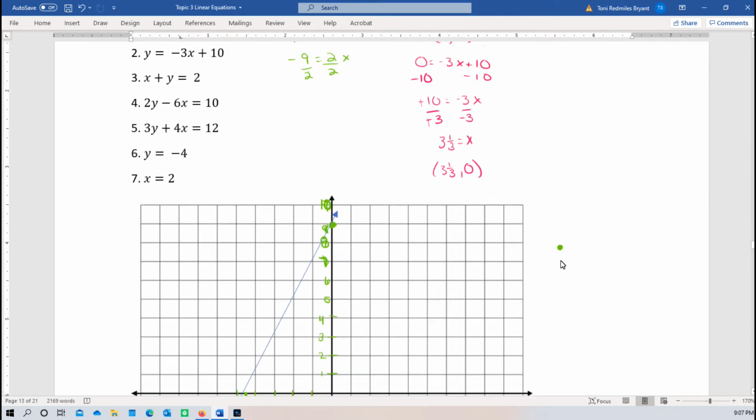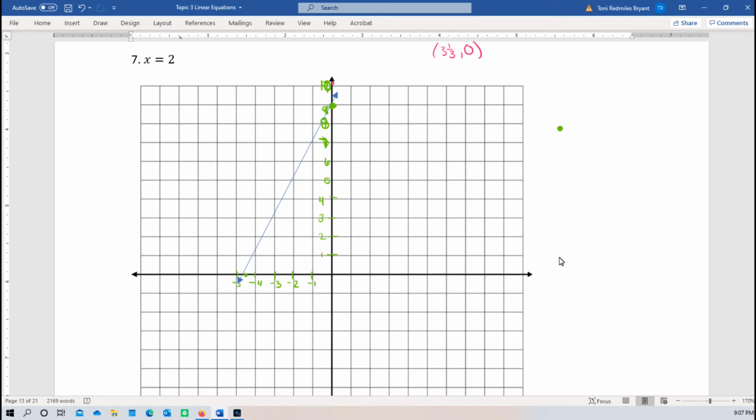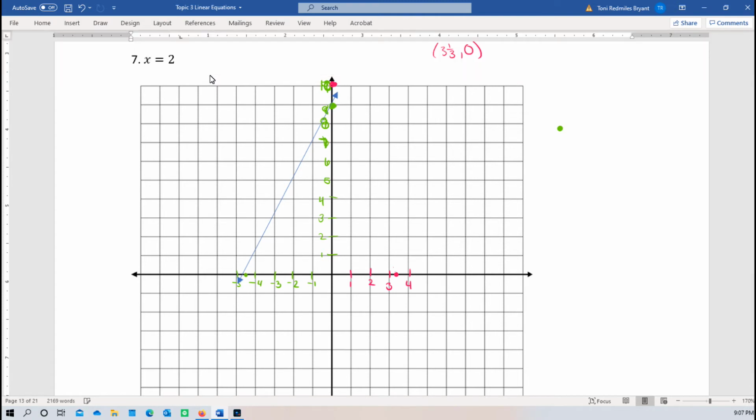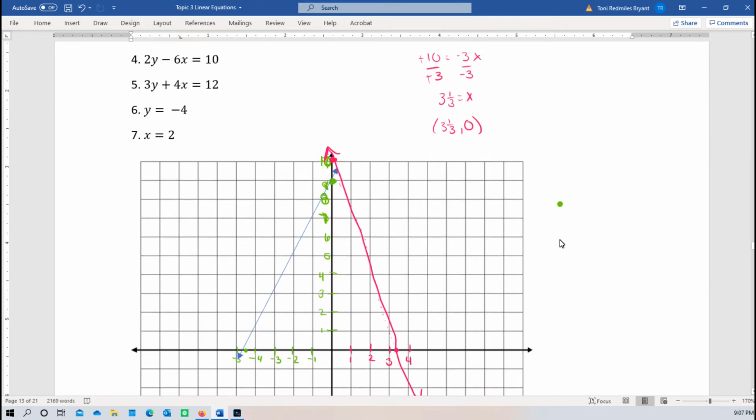So first I have 0, 10. And then I have 3 1/3, 0. Man, I'm so bad at this. Maybe that will. There we go. All right, next one.